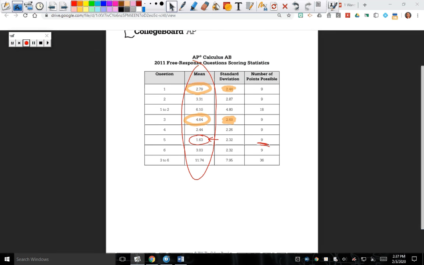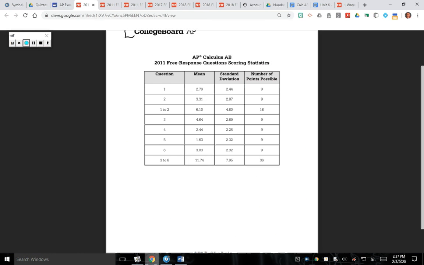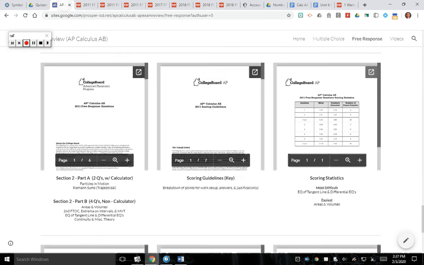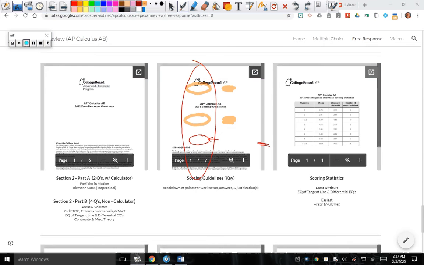Okay? So going back over here to this website, what did we say, 5? 1. Which one was the most difficult one? 5. So we could come over here. This is 1, 2, 3, 4, 5. So the equation of the line in differential equations was the hardest question that people struggled with that year.